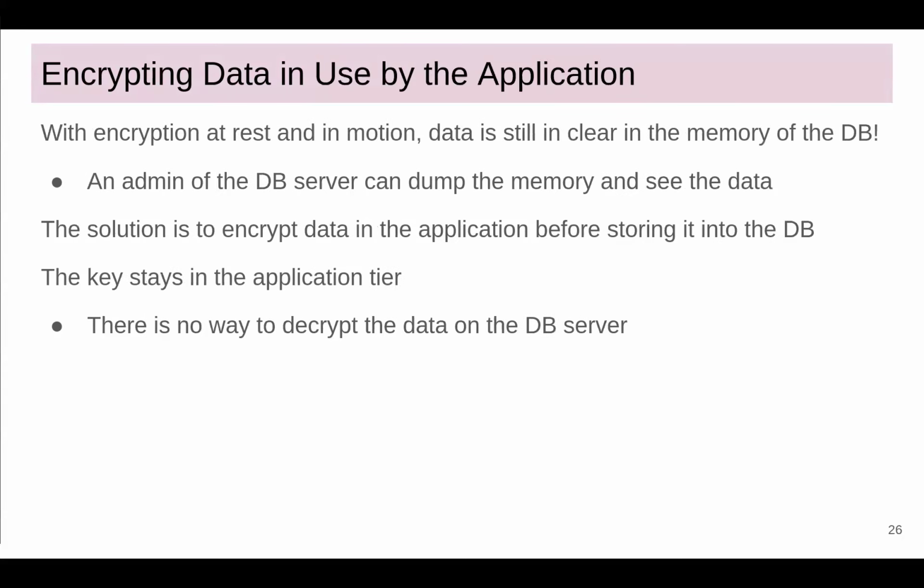Encrypting data in use by the application. With encryption at rest and in motion, data is still clear in the memory of the database. As we discussed before, an admin of the database server can dump the memory and see all the data. The solution would be to encrypt the data in the application before storing it in the database. Now the key is being moved from the database to the application tier, as the application holds the key. There's no way to decrypt the data on the database server.